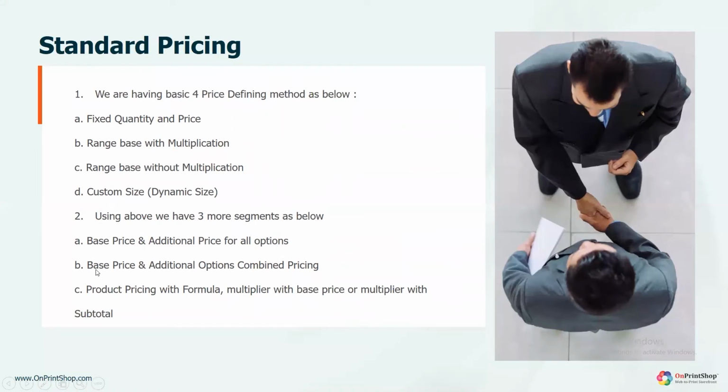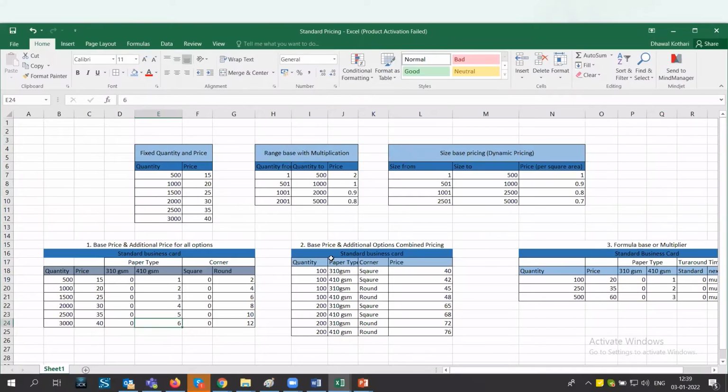Moving ahead with the second option, that is, the base price and the additional option price combined. What does it mean? Let's understand with the help of Excel sheet. So there is a product standard business card, where you are having quantities, paper type, corner, and their combined price.